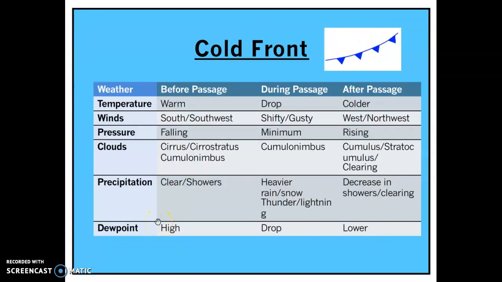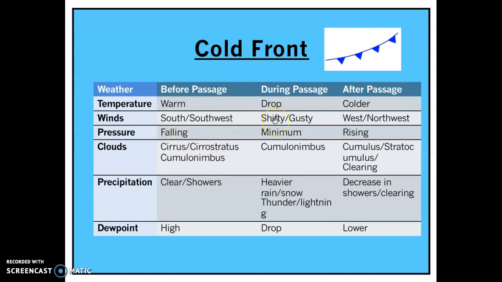This chart details what is happening as this steep, sharp front, this cold front, passes through. That's why these triangles represent that steepness. Rather than being gradual, it's sharp. So you get a blue triangle. So usually what happens when a cold front passes is it starts off warm, there's a drop in temperature as it's going through, and it ends up cold because you're now in the cold air.